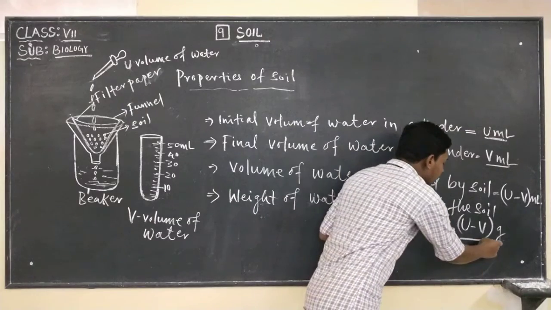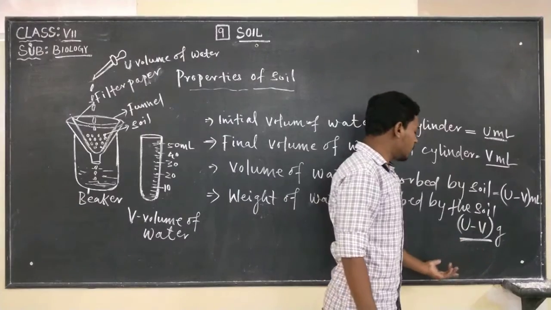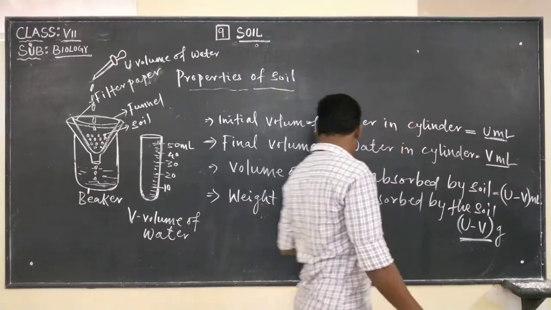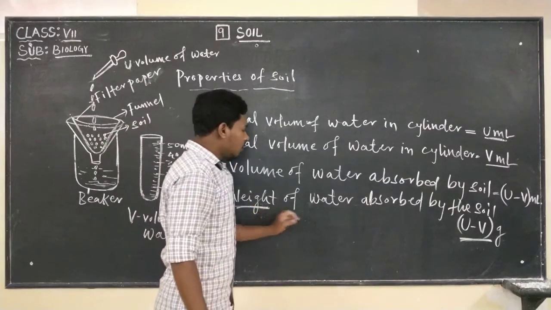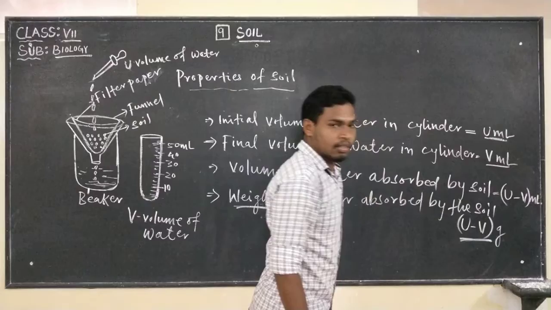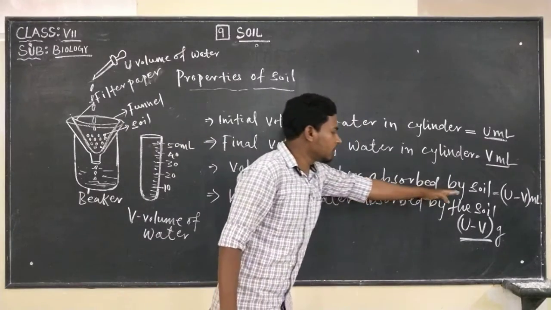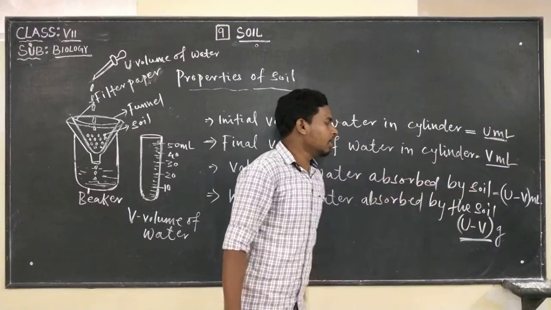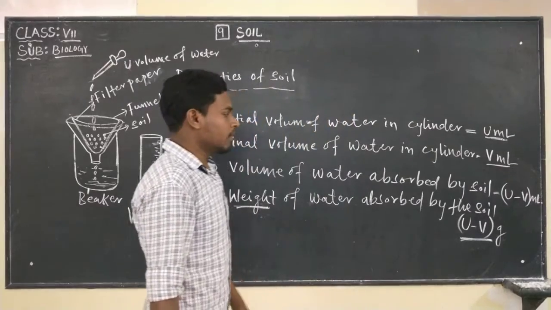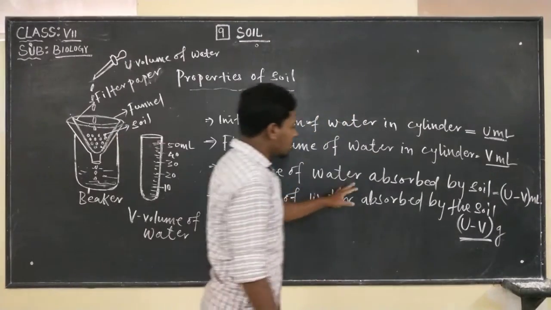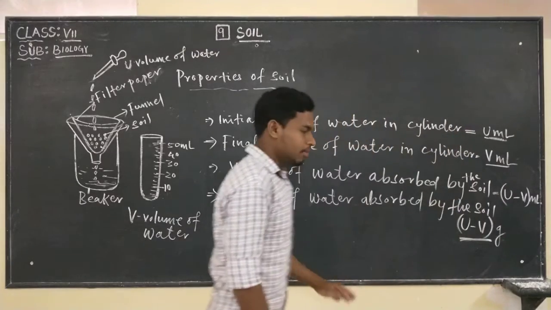We know that gram is a unit of mass. Gram and kilogram are units of mass. So mass in the sense of weight. So the weight of the water absorbed by the soil is U minus V gram, and the volume of water absorbed by the soil is U minus V ml.